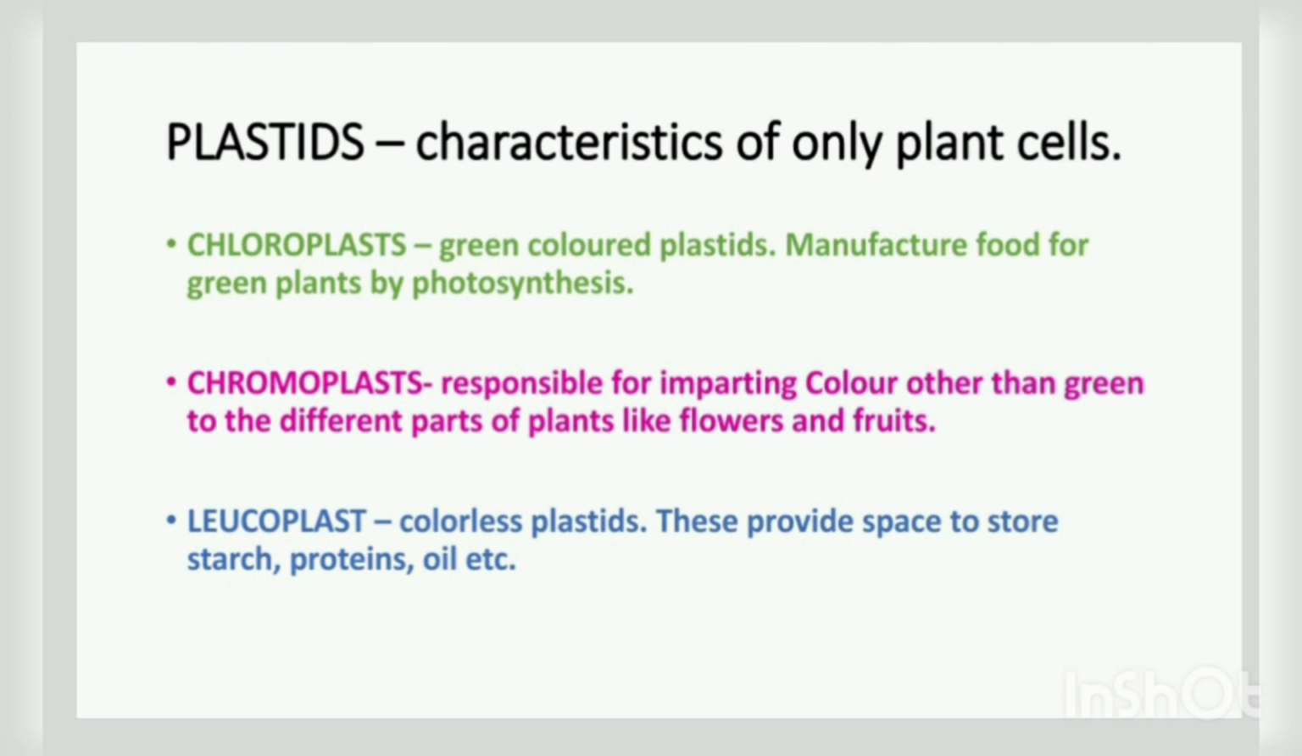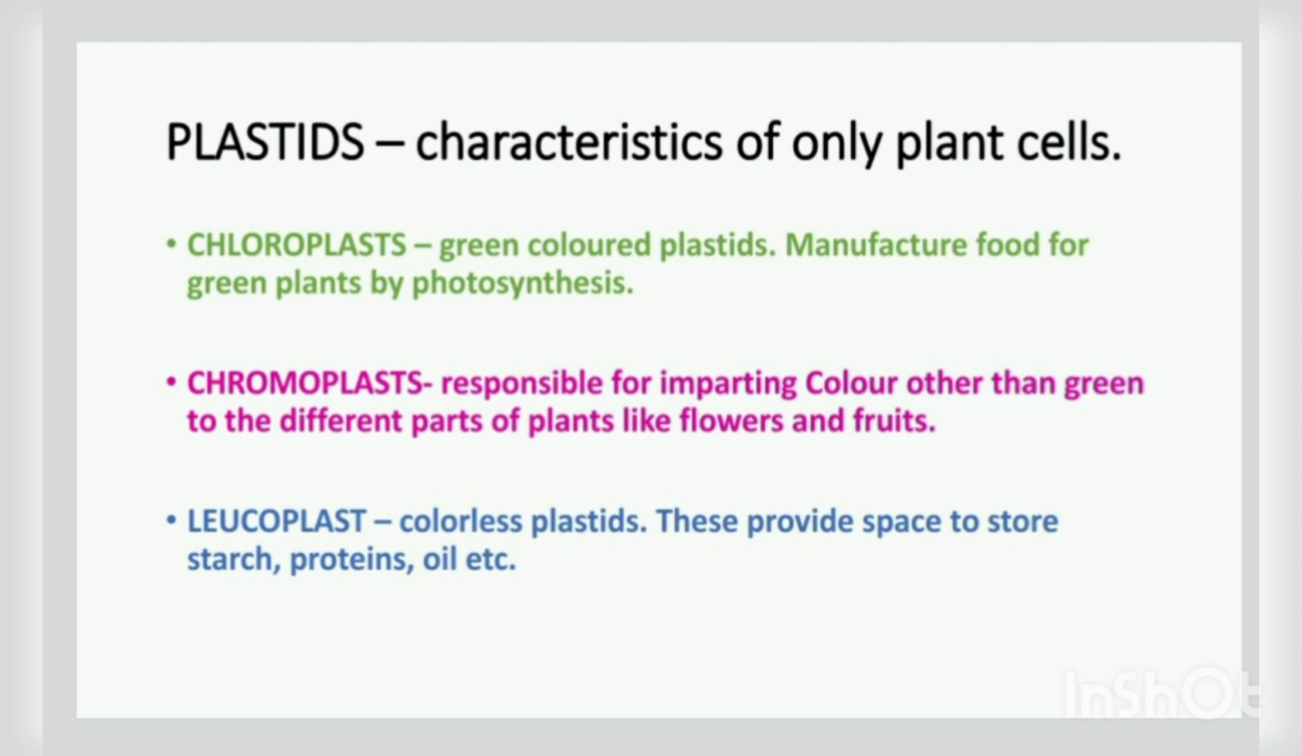The first is chloroplast, which are the green colored plastids. That means the color of the plastid is green. It provides green color to the plant, and it is responsible for the process of photosynthesis. The plastids associated with other colors of the plants except green, like when we see that the flower is pink, yellow or something like that, those colors are provided not by chloroplast but by chromoplast.